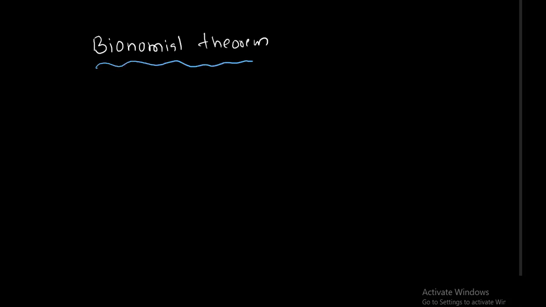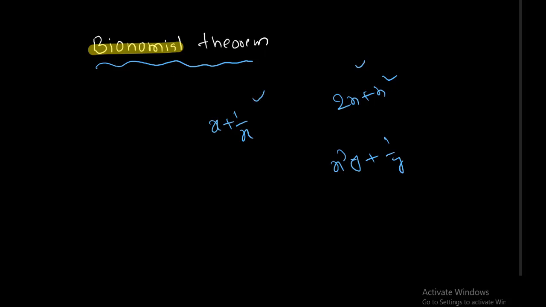First of all, you should know the meaning of binomial. An algebraic expression containing two terms is called a binomial. x plus 1 by x is a binomial, 2x plus x square is a binomial, x cube y plus 1 by y is a binomial. These all are binomials in algebra. So what is the theorem here?